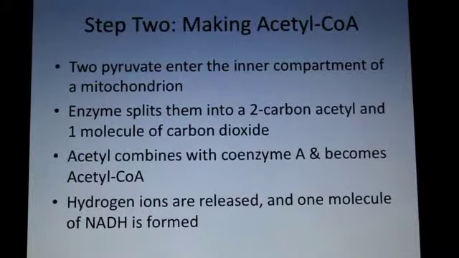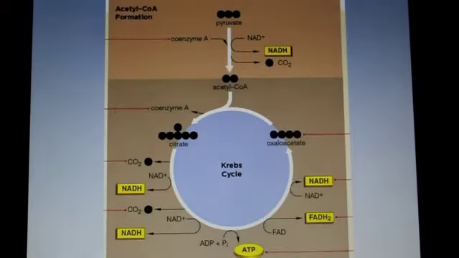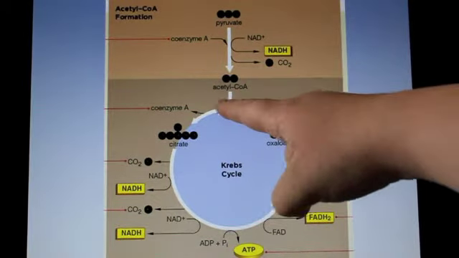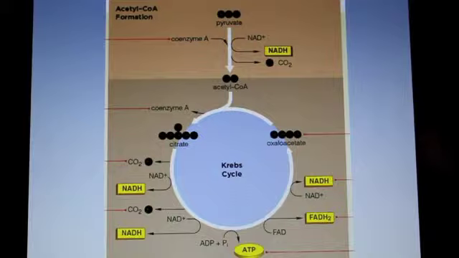So the acetyl then combines with coenzyme A and becomes acetyl-CoA. You get hydrogen ions released and 1 molecule of NADH is formed. So the key part about making the acetyl-CoA is you lose 2 carbons as carbon dioxide and you make 2 molecules of NADH, 1 for each pyruvate. Now we've got our acetyl-CoA and we're ready to enter into the Krebs cycle.